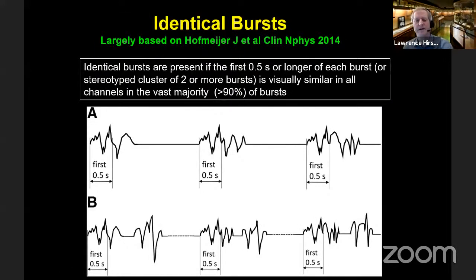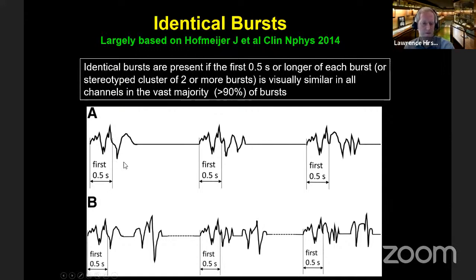We defined identical bursts as well. There's a paper or 2 on this suggesting that if you have identical bursts within burst suppression, that's an even worse outcome after cardiac arrest. And the definition only describes the first half second. So to have identical bursts, you have to have the first half second or longer of each burst looking visually similar in all channels. The original papers were based on quantitative analysis, but now we're making it visual.